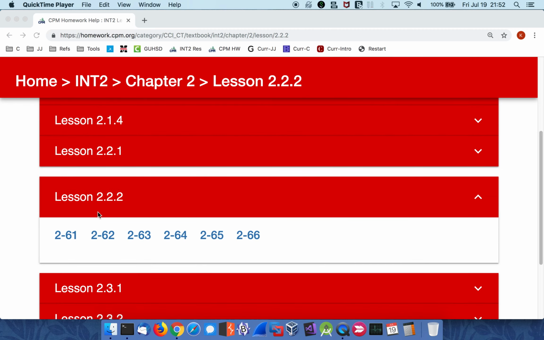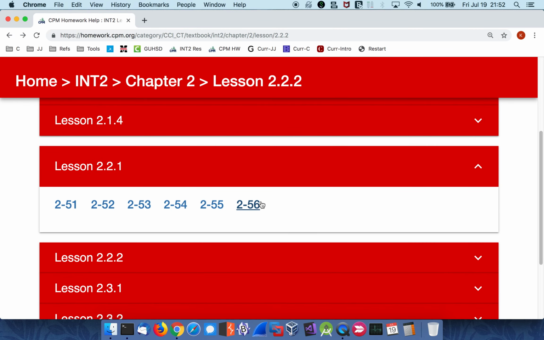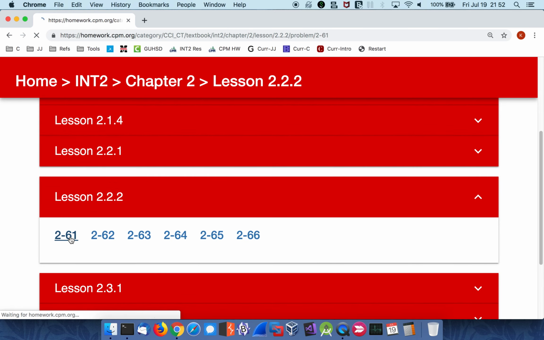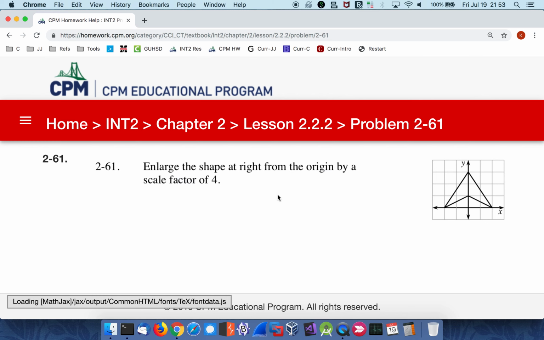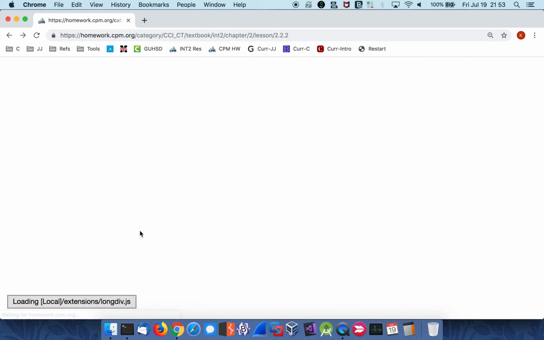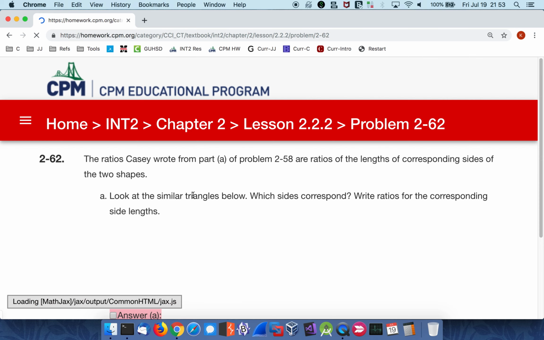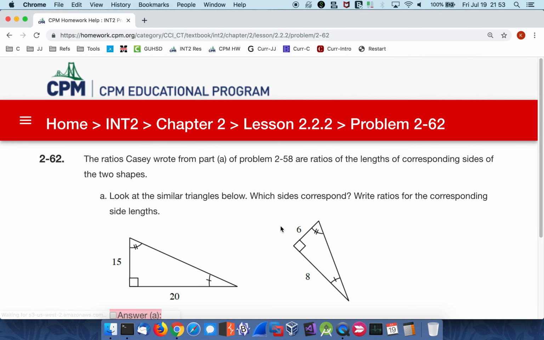All right, so let's see. So we just did 221, 2-tac 56. So now we're on 222, 2-tac 61. And this is a drawing graph paper problem, so we're going to skip that one. We should probably buy some graph paper pretty soon, just so we can get used to graphing. And then what do we got here?